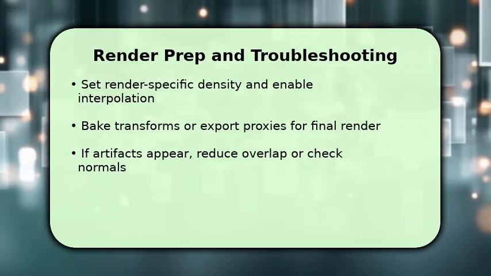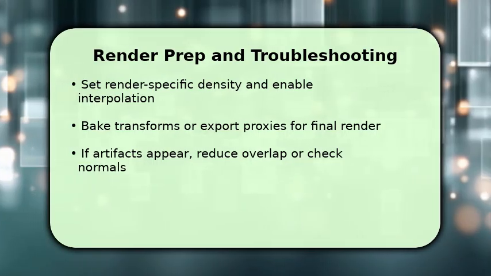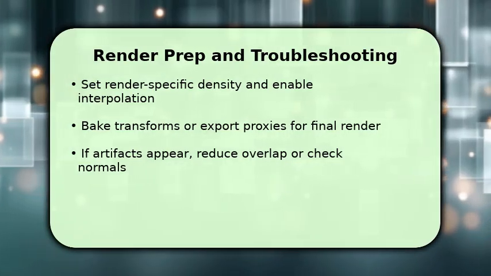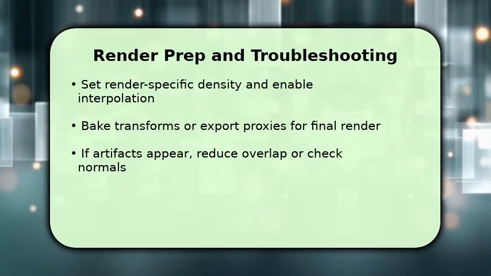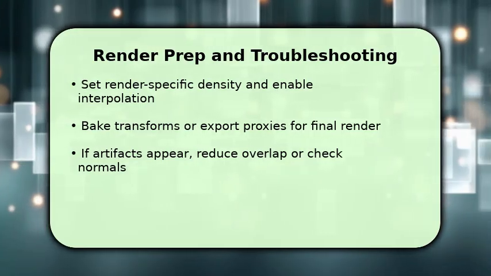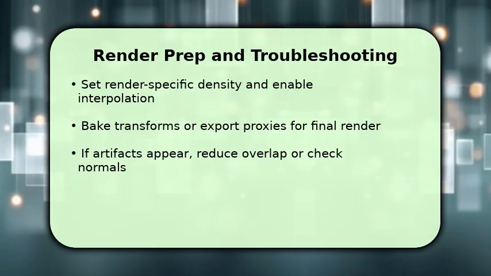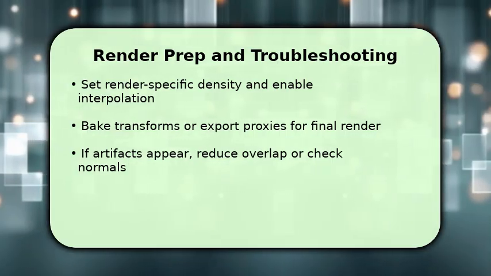If you hit issues, such as flickering, clipping, or unexpected gaps, first check surface normals and reduce overlap or density in problematic areas. Alternatively, use a small random scale offset to hide repetition. Then re-render.